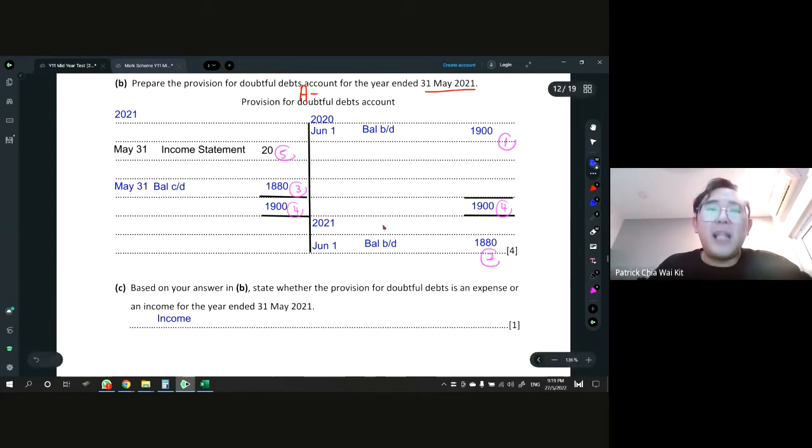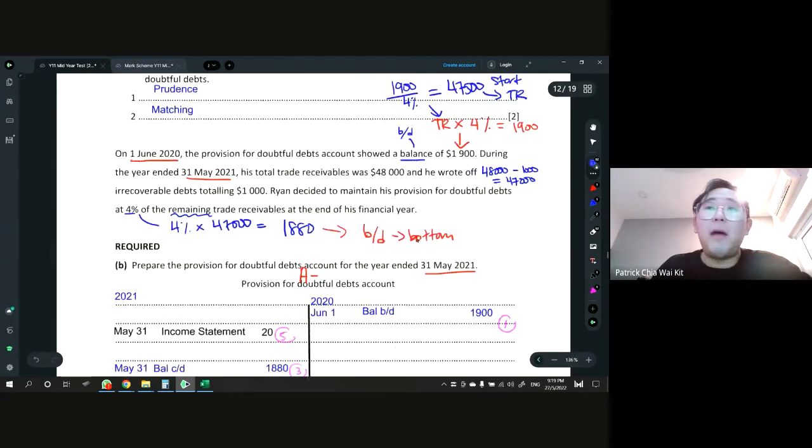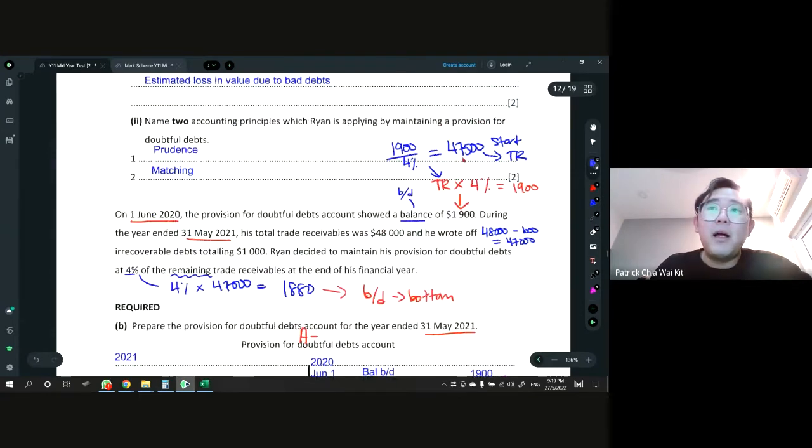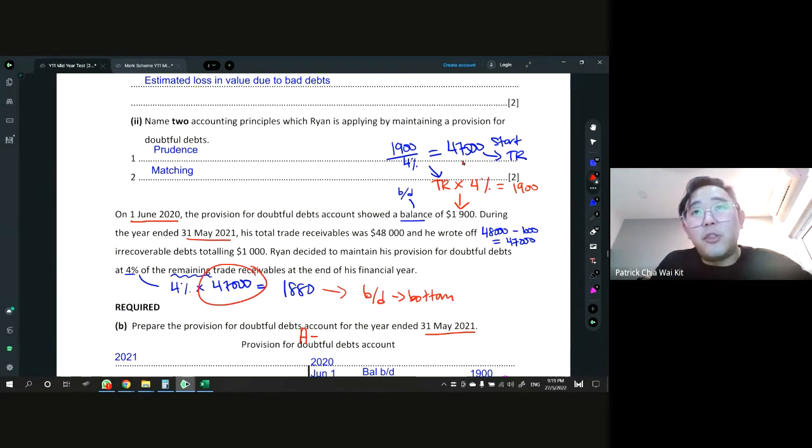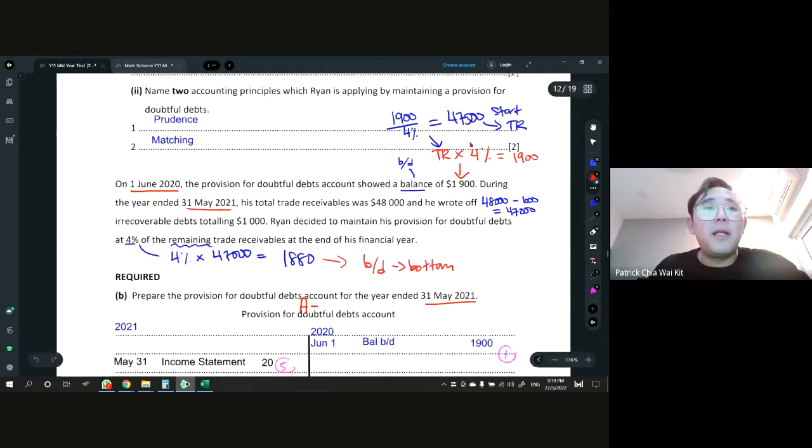Another way to see this is you look at the TR amount. Just now I showed that the starting TR on top here is 47500. And at the end of the year, what happened? At the end of the year, our TR is only 47000. It reduces by 580. So that's why if it reduces TR, then it's income. There you have it.